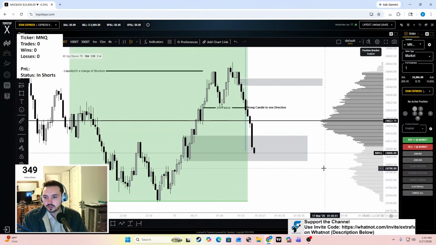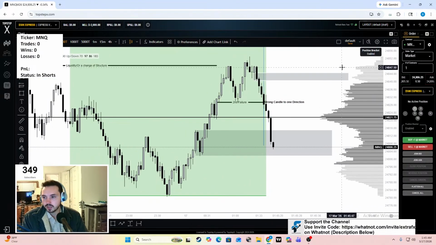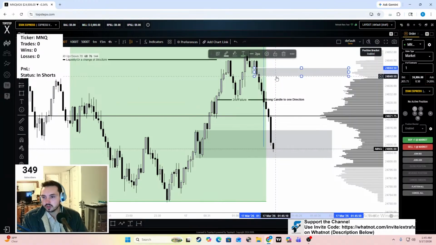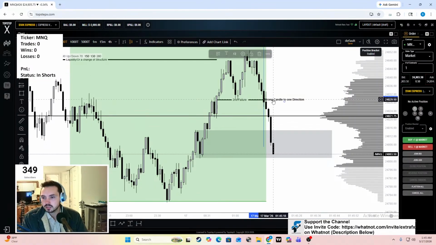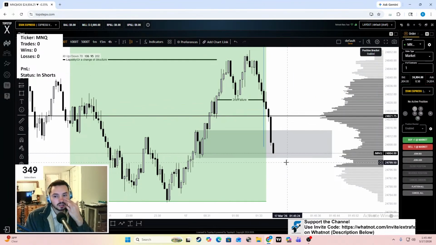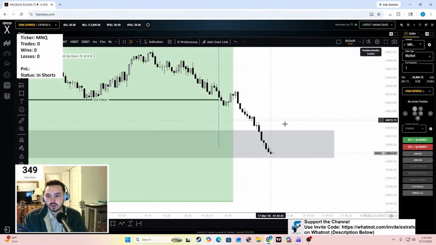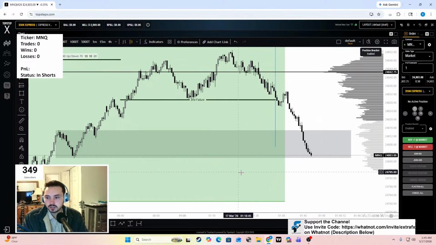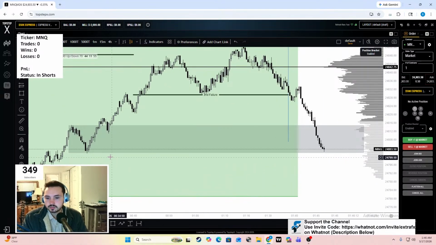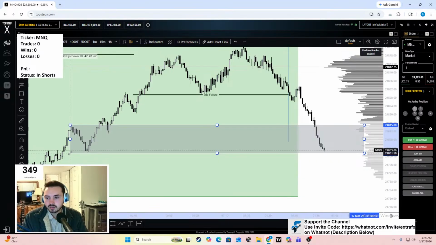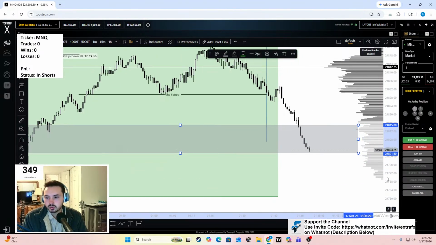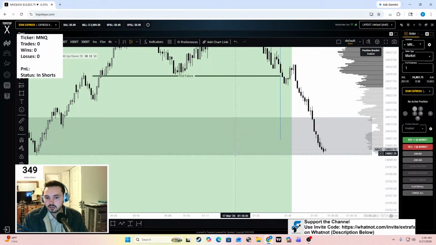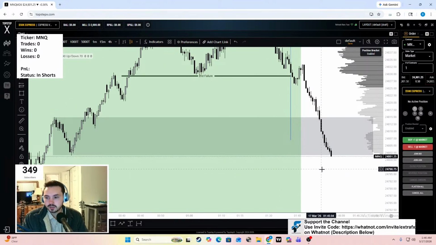Sorry, I know I'm moving this around a lot. I'm just trying to get the right angle. So we have our POC up here. We're no longer going to retest up to this. Strong candle in one direction. I want to go to the 100. I want to see how this reacts right here. If it's going to give me any strength, any bullish engulfing candle, I might take. No, just continued weakness. Okay.